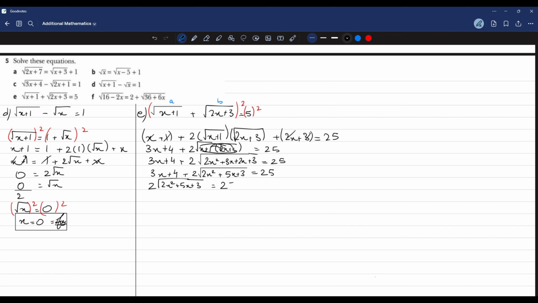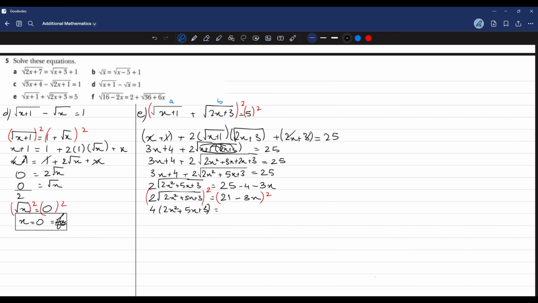is equal to 25 minus 4 minus 3x. So we have 2 under root 2x squared plus 5x plus 3 is equal to 25 minus 4, which is 21 minus 3x. Now again, basically what we are going to do is square on both sides to get rid of that under root. So now 2 squared is equal to 4 multiplied by 2x squared plus 5x plus 3, simple as that, is equal to 21 minus 3x whole squared.